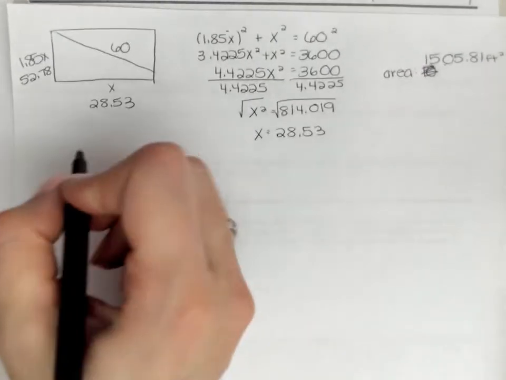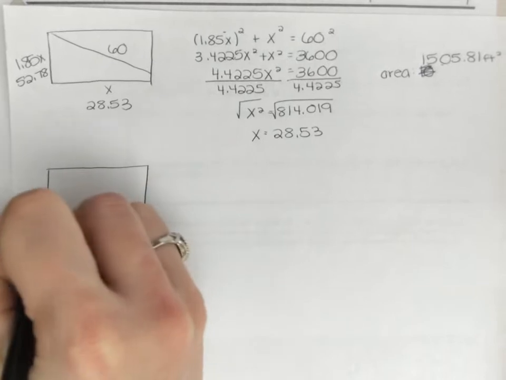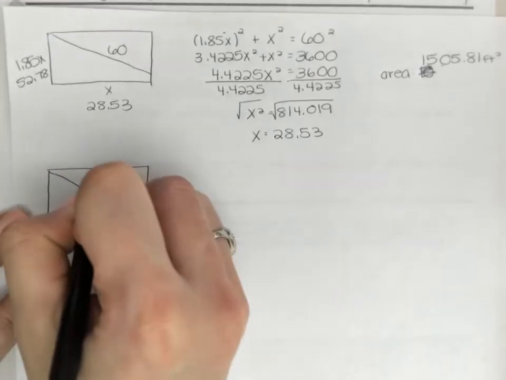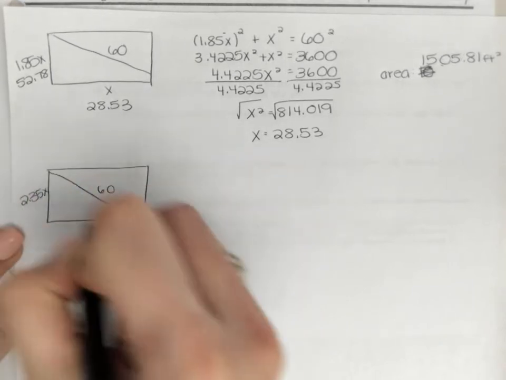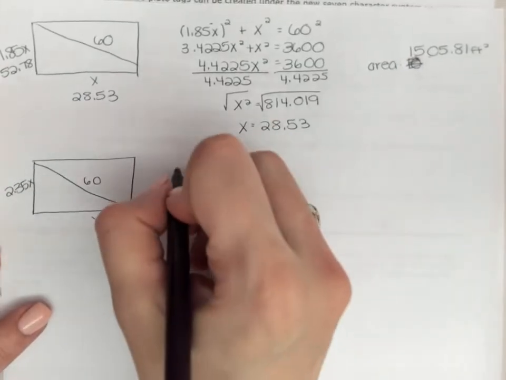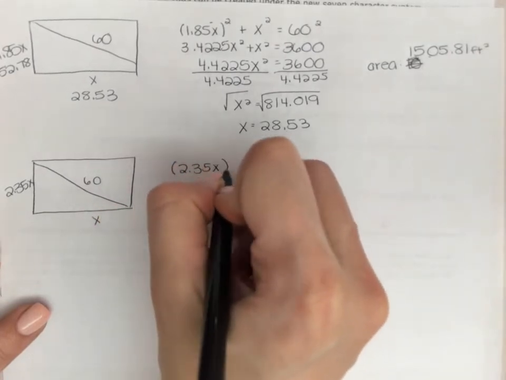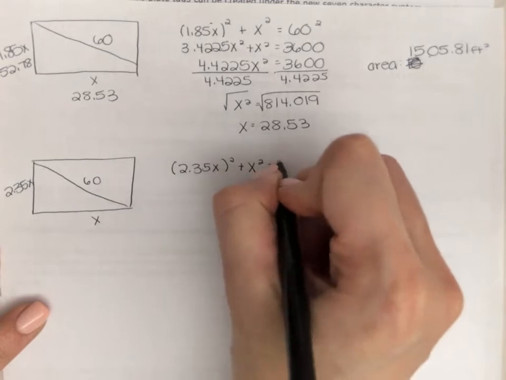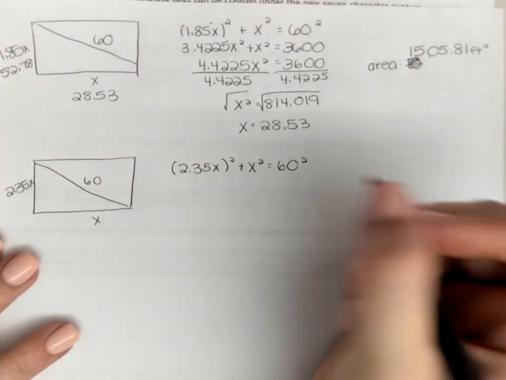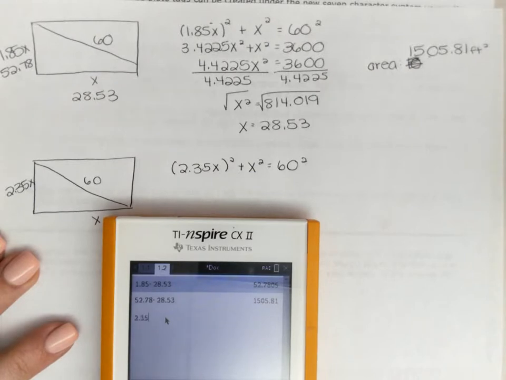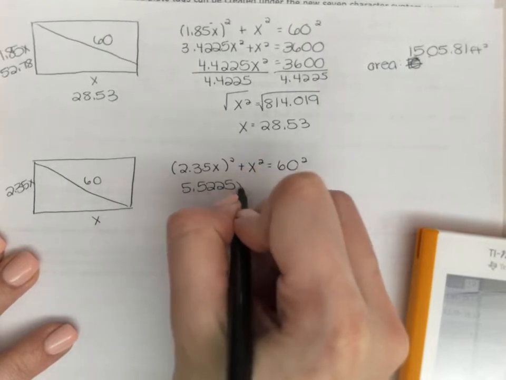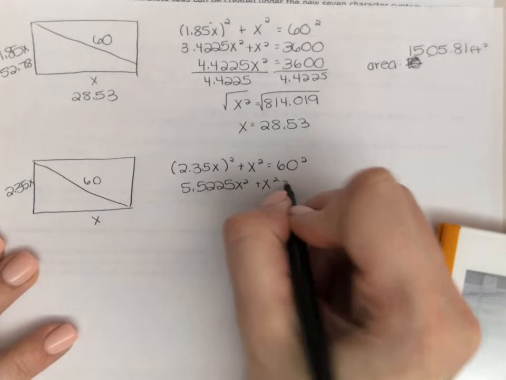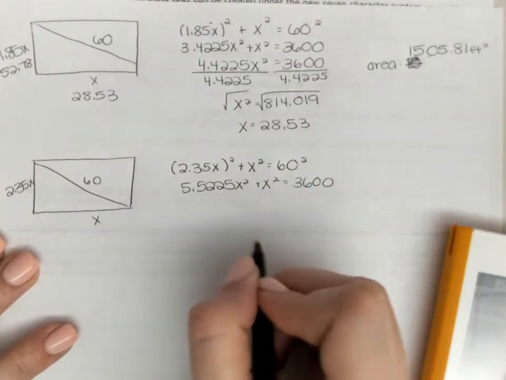Now let's look at our other screen. Again, the diagonal is the 60, but now our ratio is 2.35x by x. So we use our Pythagorean theorem, 2.35x squared plus x squared equals 60 squared. 2.35 squared is 5.5225x squared. Combine your like terms.